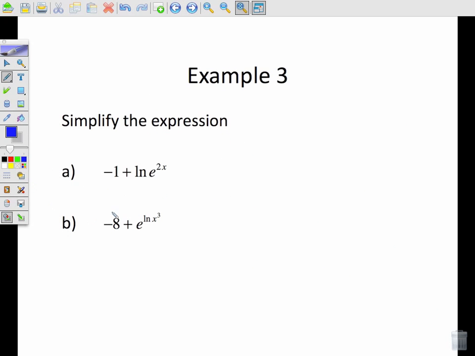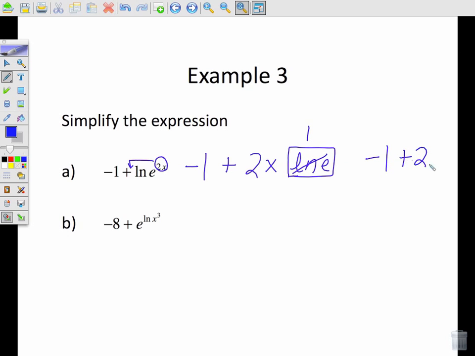We're going to continue this and see how we can use some of our rules to simplify or solve. This says simplify the expression. Well, what I do know is that this 2x is an exponent and I can put it in front. So negative 1 plus 2x ln of e. ln of e, this expression is equivalent to 1. So we've got negative 1 plus 2x.